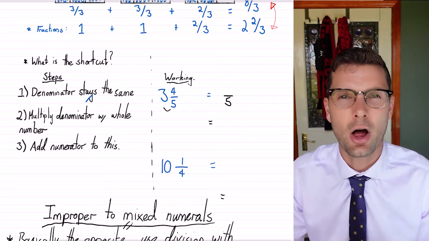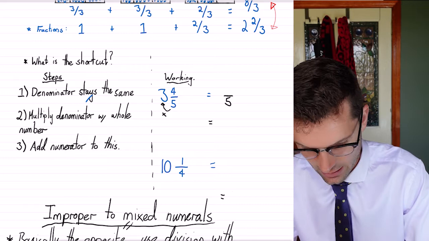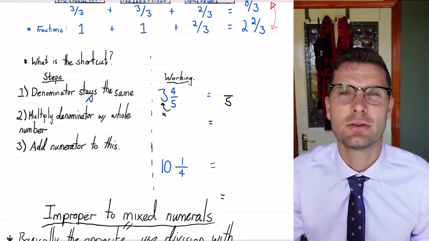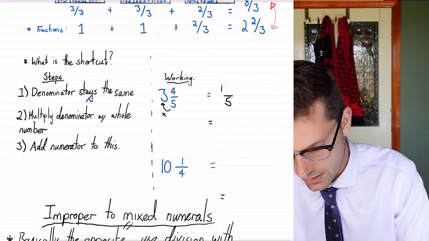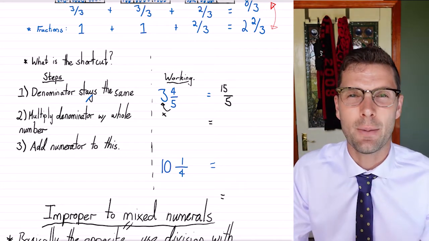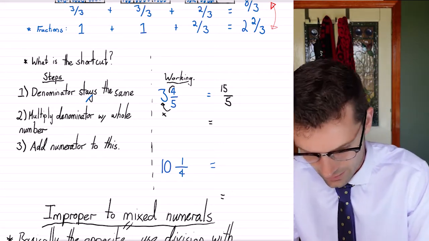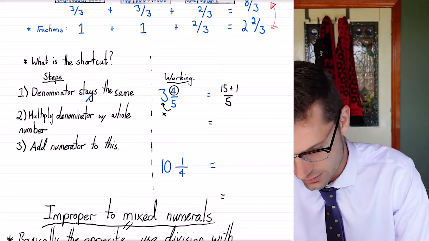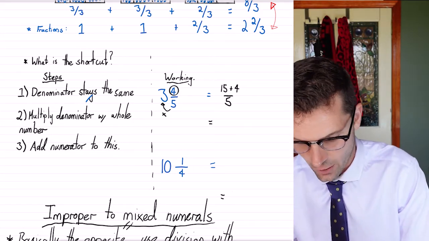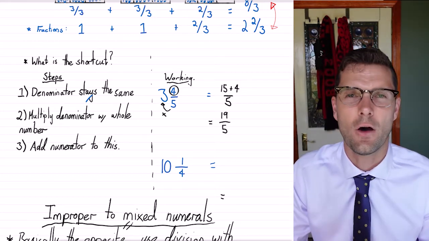Then I want to multiply the whole number by the denominator. So I actually like to throw in some arrows to put the times there, just to make sure I remember. So that's 5 times 3. So I know I've got 15 up the top. I can't forget about this last 4 though, because my next step is just to add that on. So plus 4. So my final answer is 19 over 5.